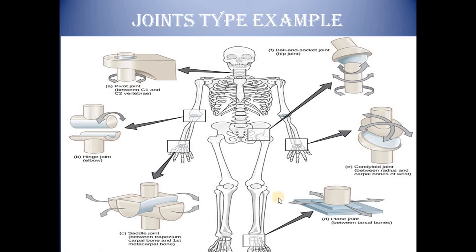Fourth is a plane joint between the tarsal bones. Fifth is a condyloid joint between the radius and carpal bones of the wrist. And the last and sixth joint is a ball and socket joint. It is the hip joint, and it is also in the shoulder.